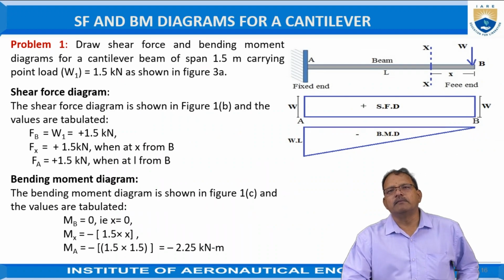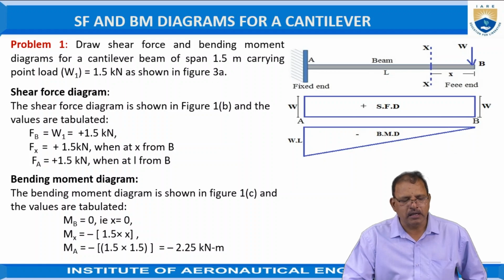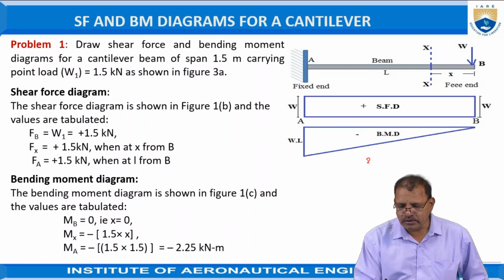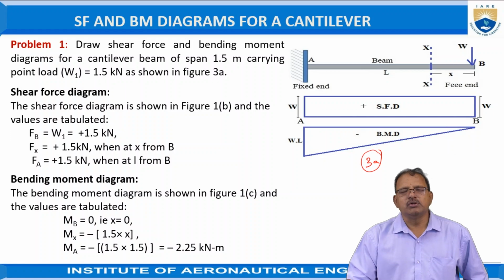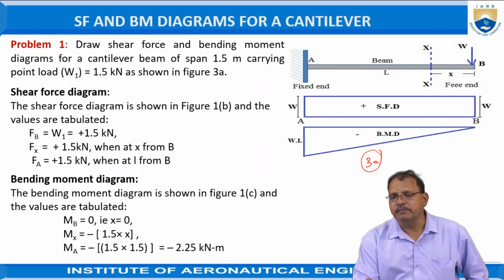Here is example problem number 1. Draw the shear force and bending moment diagram for the cantilever beam of span 1.5 meters carrying point load W1 equal to 1.5 kilonewtons, as shown in figure 3. The given: the figure is a cantilever beam. The length of the beam is equal to 1.5 meters between A and B.